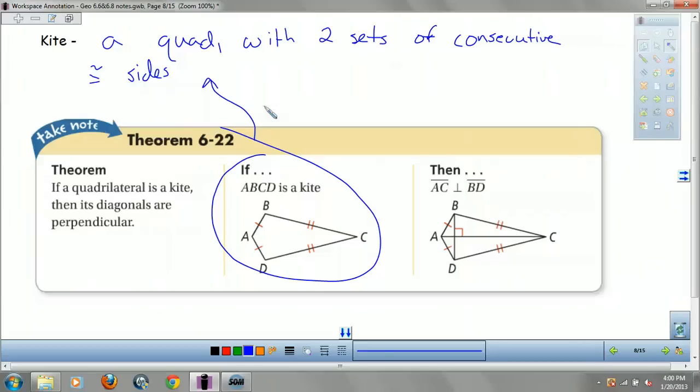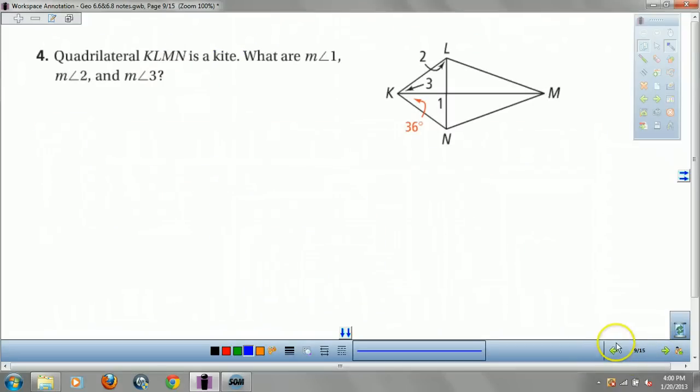So in a kite, if you draw your diagonals, they are perpendicular to each other, and they definitely are not bisectors. So let's try this problem.